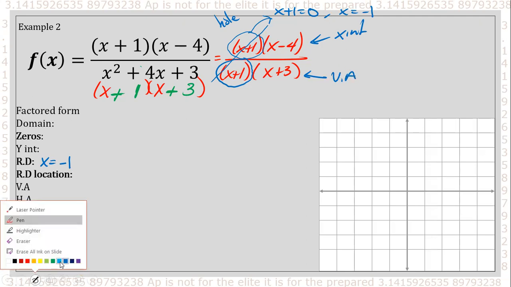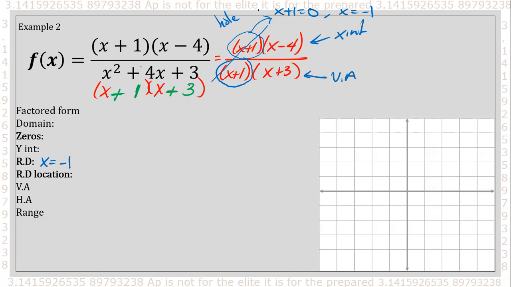And as the students are mentioning in class, they like to flip the sign since it's a little bit of a shortcut, but it's going to be x minus 4 equals 0. X equals 4 is my x-intercept, or my zero, if you will. And we can find the vertical asymptote as x plus 3 equals 0, x equals negative 3. That's my vertical asymptote at x equals negative 3.